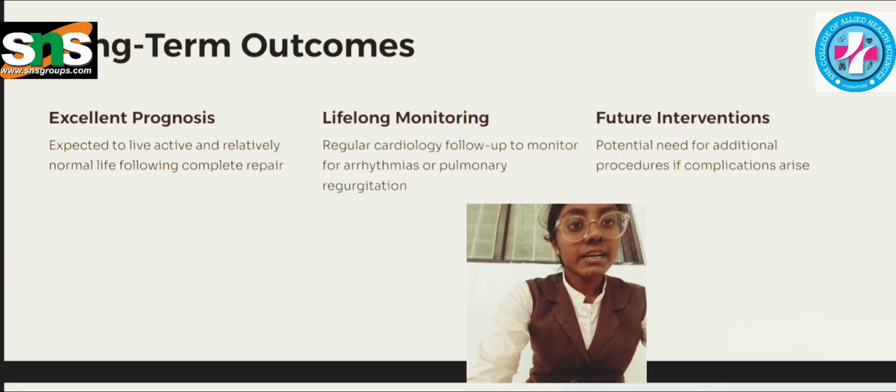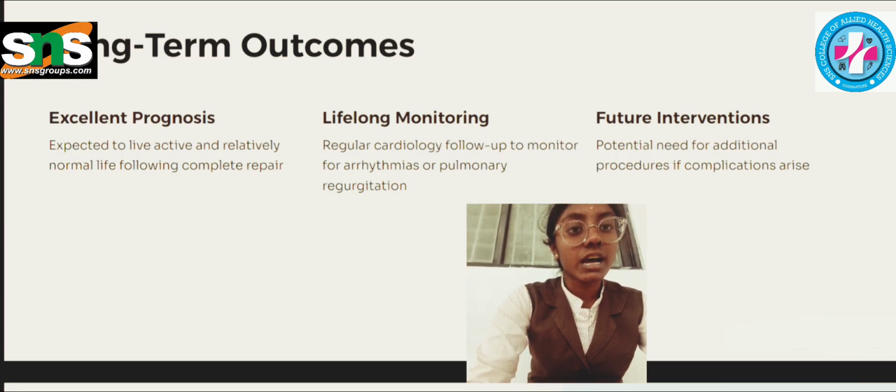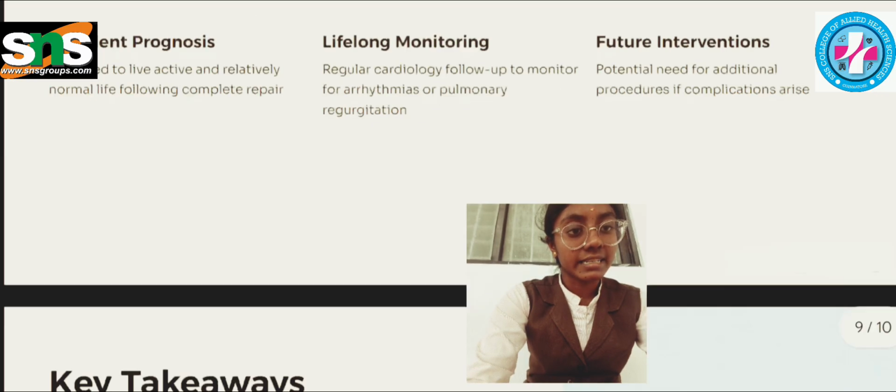Lifelong monitoring: regular cardiology follow-up to monitor for arrhythmias or pulmonary regurgitation. Future interventions: additional procedures potentially needed if complications arise.